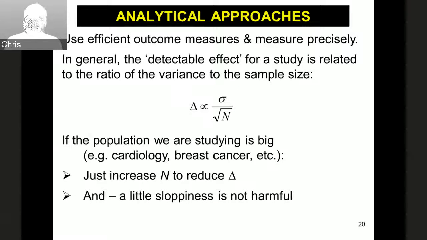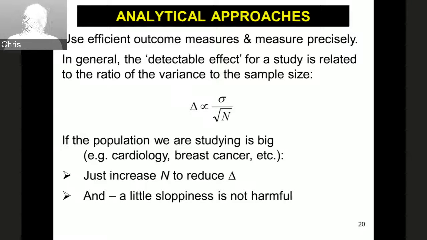So first, let's talk about the analytical approaches. One of the ways to do that is to try to be as efficient as possible in measuring your outcomes and measuring your outcomes precisely. For instance, if any of you have had any type of statistics course in the past, or you've had any experience computing a required sample size, going through sample size calculations, you know that the detectable effect for a study is related to the ratio of the variance to the sample size, right? So as the sample size gets bigger for a fixed variance, we're able to detect smaller and smaller effects. So if we have a specific effect we want to detect, and we have a fixed variance, in order to get the power that we want, we can just increase the sample size, right?